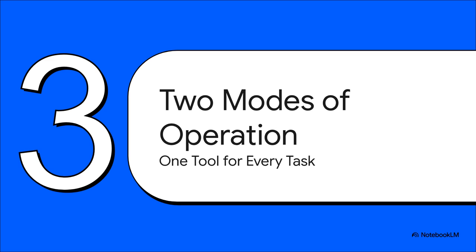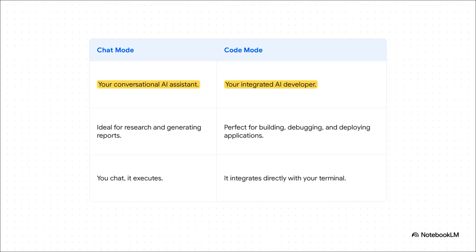And all this power gets channeled through 2 really distinct modes of operation, which makes the tool incredibly versatile for just about any kind of task you can throw at it. So on the one hand, you've got chat mode. Think of it as your go-to conversational research assistant. You ask questions, it finds answers, it generates reports. Simple. But on the other hand, you have code mode, and this is where it becomes a developer's best friend. It plugs right into your terminal to build, test, and even deploy entire applications. People have literally described it as having a senior engineer sitting inside your computer, available 24/7.